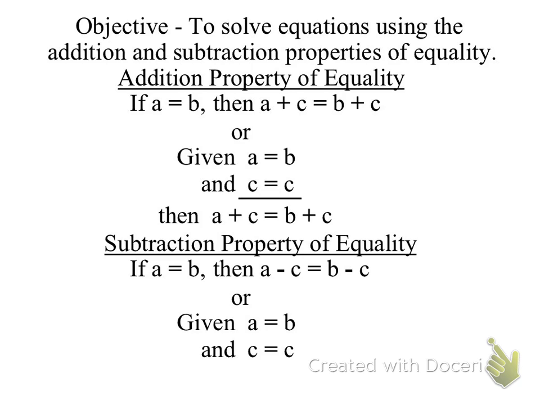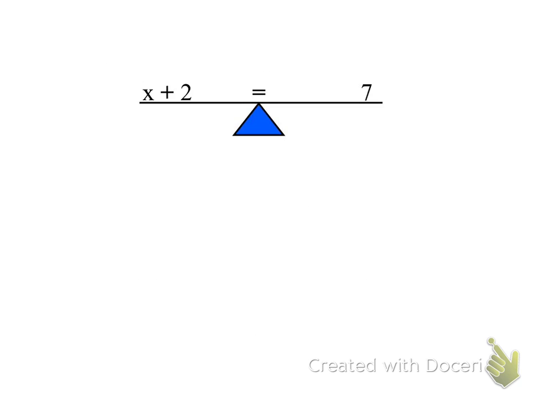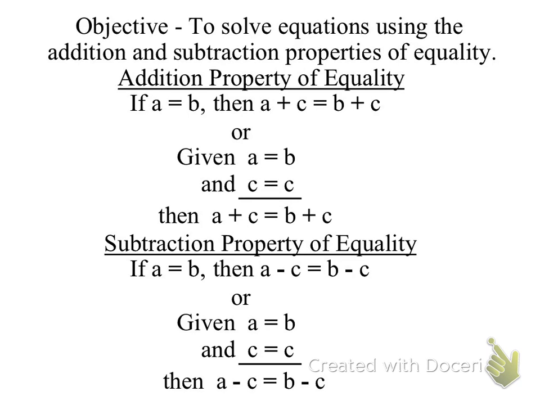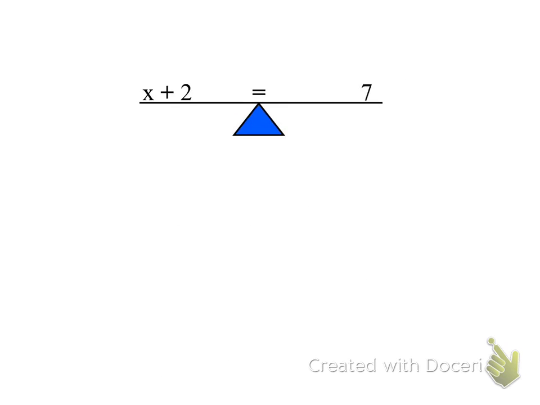The same goes if I subtract the same quantity from both sides. If A is equal to B and I subtract C from both sides, my equation is still in balance. Are there any questions? Okay, let's try it. Now I can write that to the right of it, or I can write it underneath it. It doesn't matter. So here's an example of a scale.